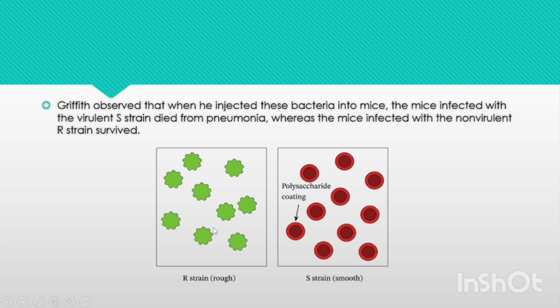Here we can see the R strain has no capsule or protecting layer over it, so it will be attacked by the host immune system, which prevents it from causing any disease or death.